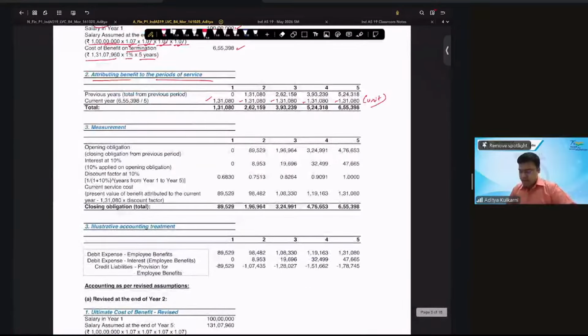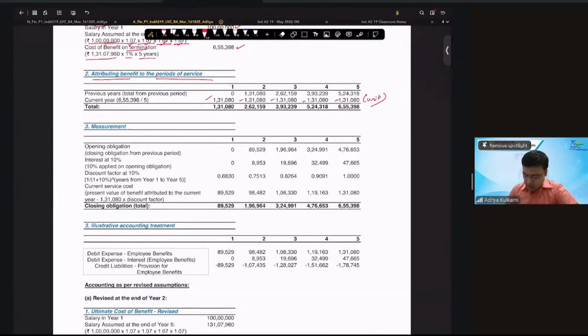Payment will happen at the end of year 5. So when I talk about measurement, opening obligation in year 1 is 0. Obviously, interest on that will be 0. Then end of year 1 to end of year 5. How many years? 5 years or 4 years? 4 years. Perfect.